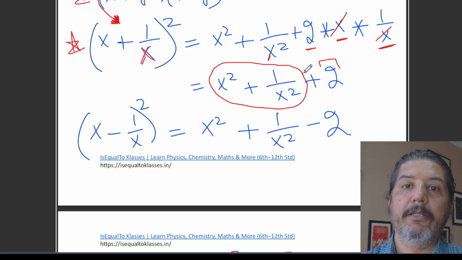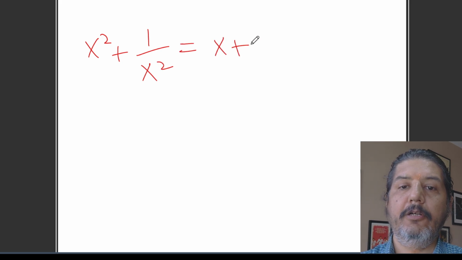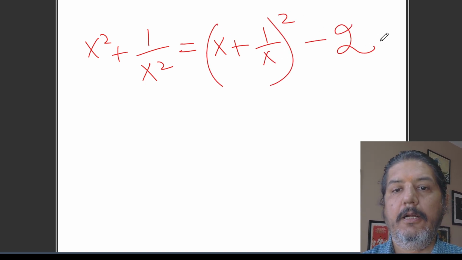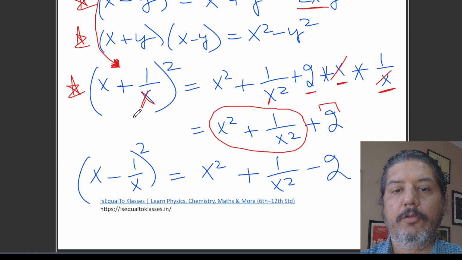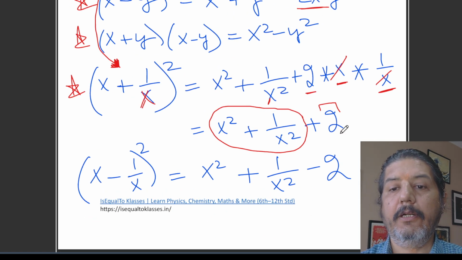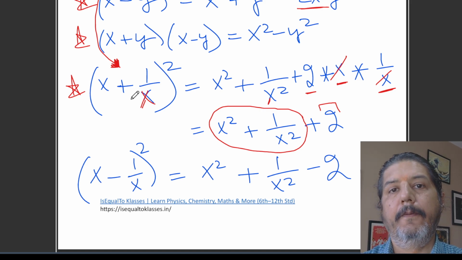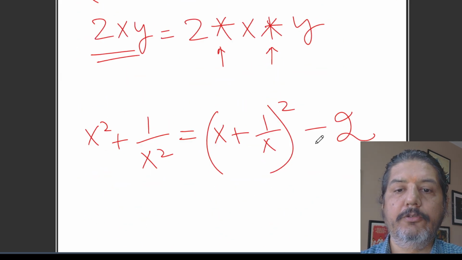So remember, in the questions, when they are asking you about x square plus 1 upon x square, you should always remember that this might be equal to (x plus 1 upon x) whole square minus 2, because this plus, when it comes on the left hand side, becomes minus 2. So that is why I have written it like this.